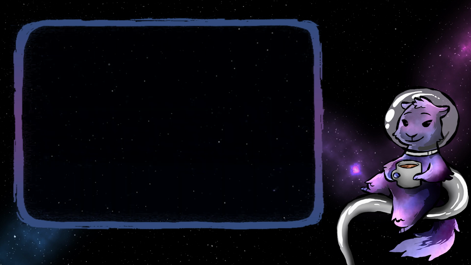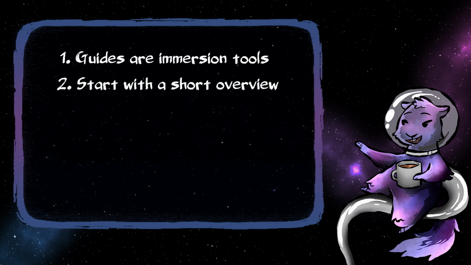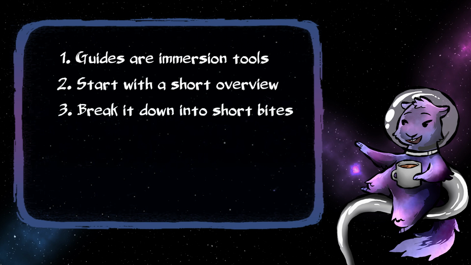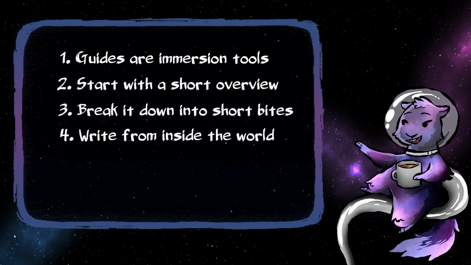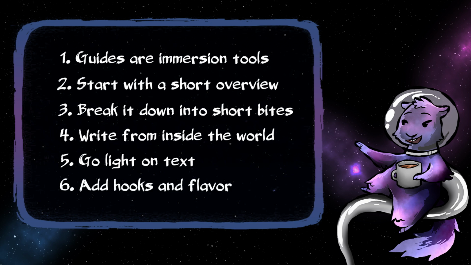All right, to summarize, Visitor's Guides are an immersive tool to get players to care about the campaign before it starts. Start from a condensed world-building overview that lays out the basics of your world. Break it down into digestible bites. Write from an in-world perspective. Keep the text very light and imply more than you say. Use coupons, warnings, and cultural idiosyncrasies to add flavor and draw your players deeper into the world.